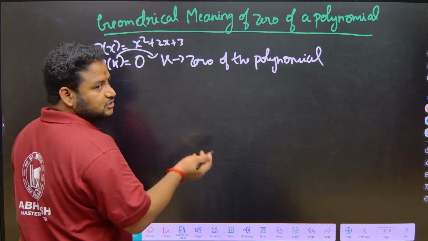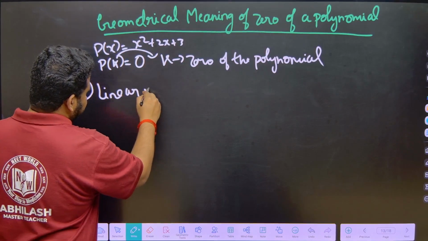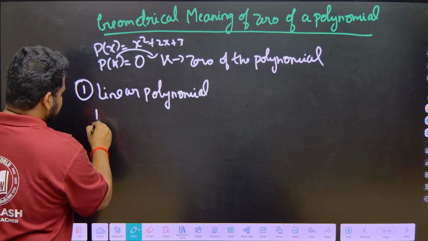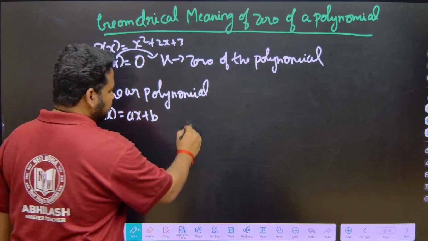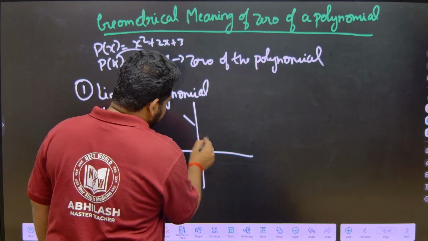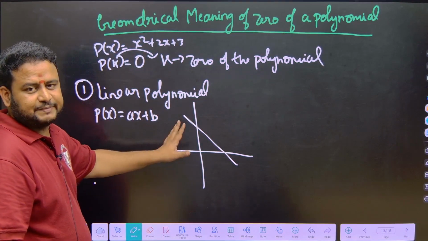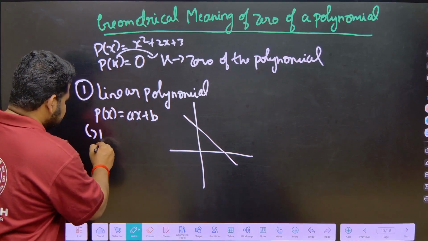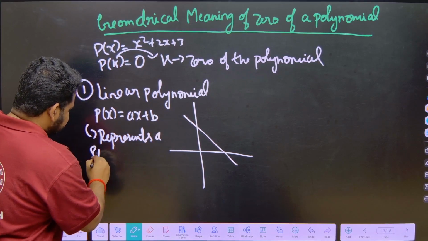So when we try to understand the geometrical meaning, first let us consider a linear polynomial. A linear polynomial p of x, I can write it as ax plus b. Graphically, if I represent it, if I put any value, I get a straight line like this. ax plus b represents a straight line.